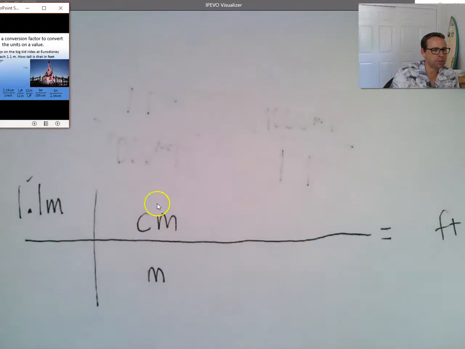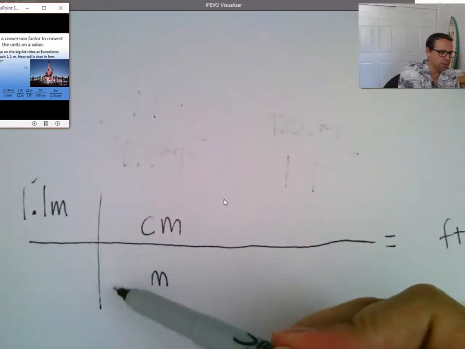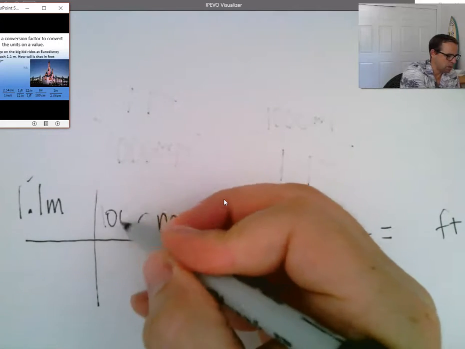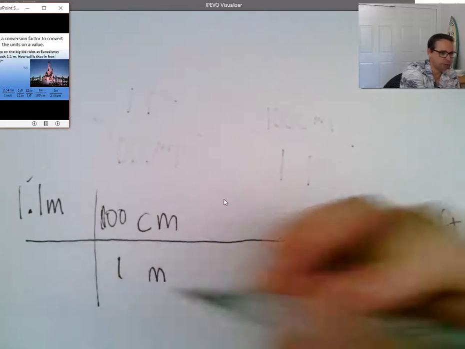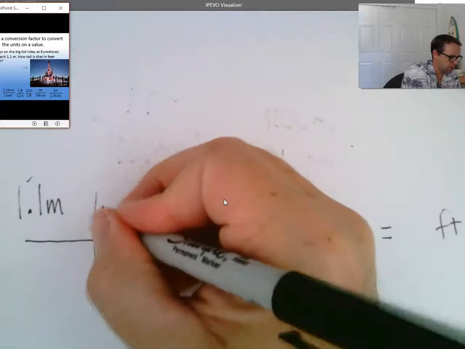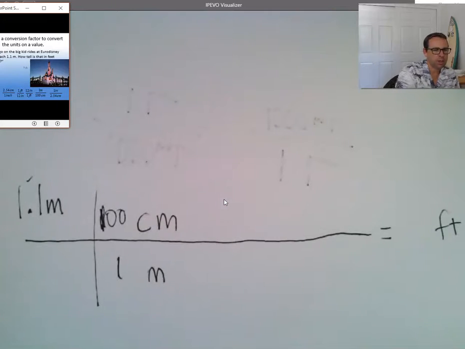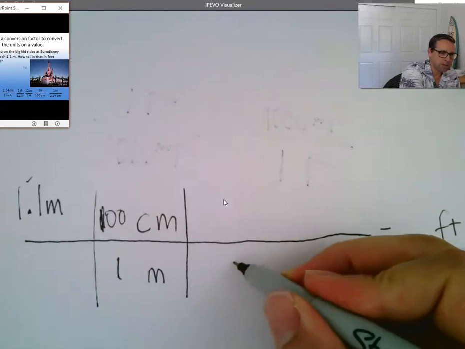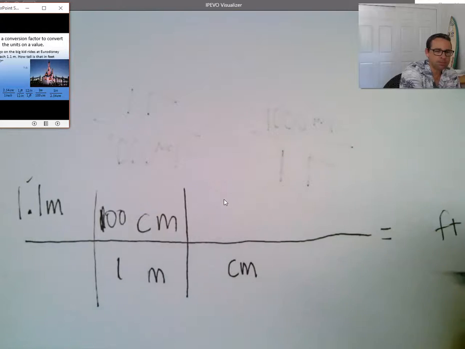Remember the centa prefix is the hundreds, right? It's 100, right? Right. So where do I put the 100? Do I put it down here with the meters or up here with the centimeters? Up on top. Okay. 100 centimeters for every 1 meter. Very good. So that was a significant amount of brain power, right? And now we get a freebie.